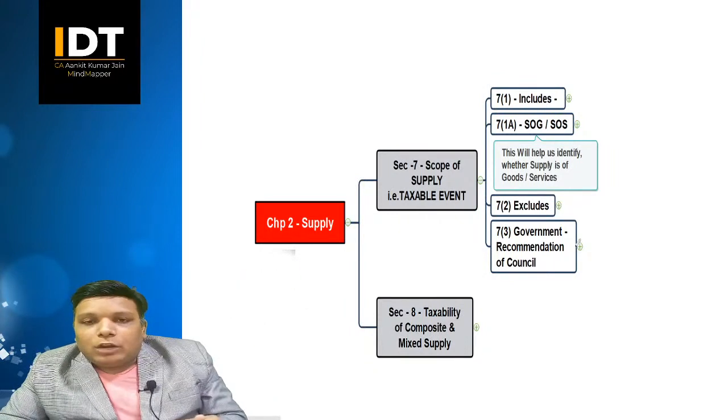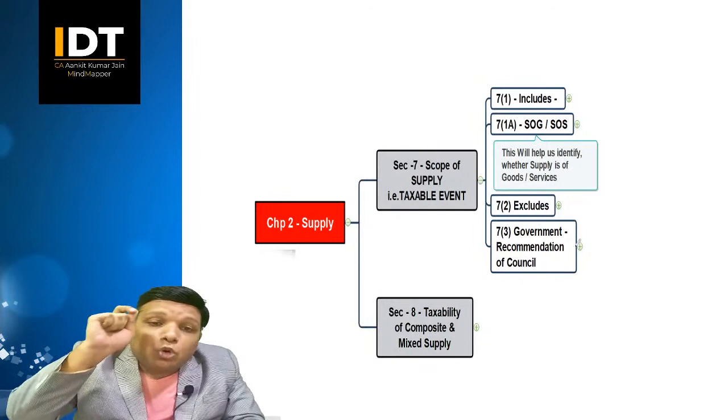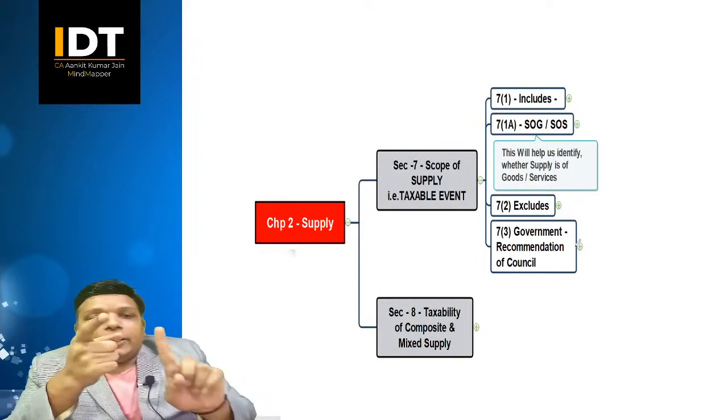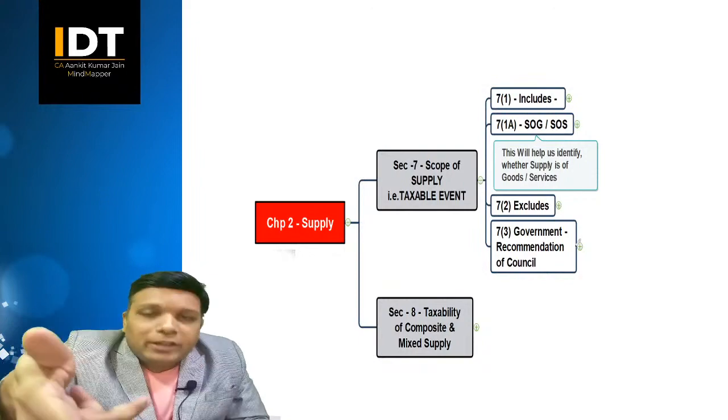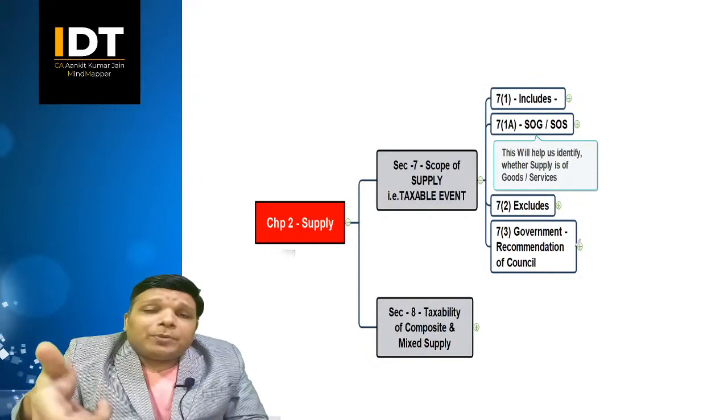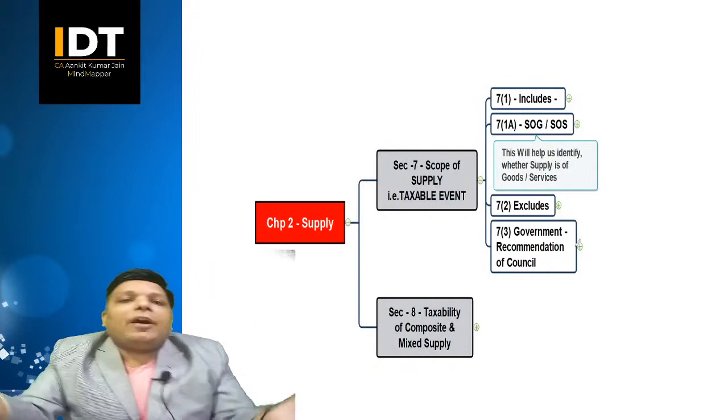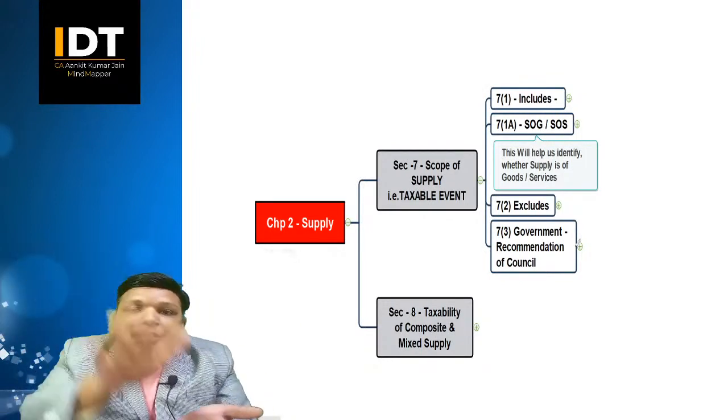Then there is what we have to understand. Now, what is the scope of supply? That is, it includes what? And once I know that this particular activity is included in the scope of supply, whether this supply is supply of goods or supply of service, this is given as per section 7(1)(a), right?